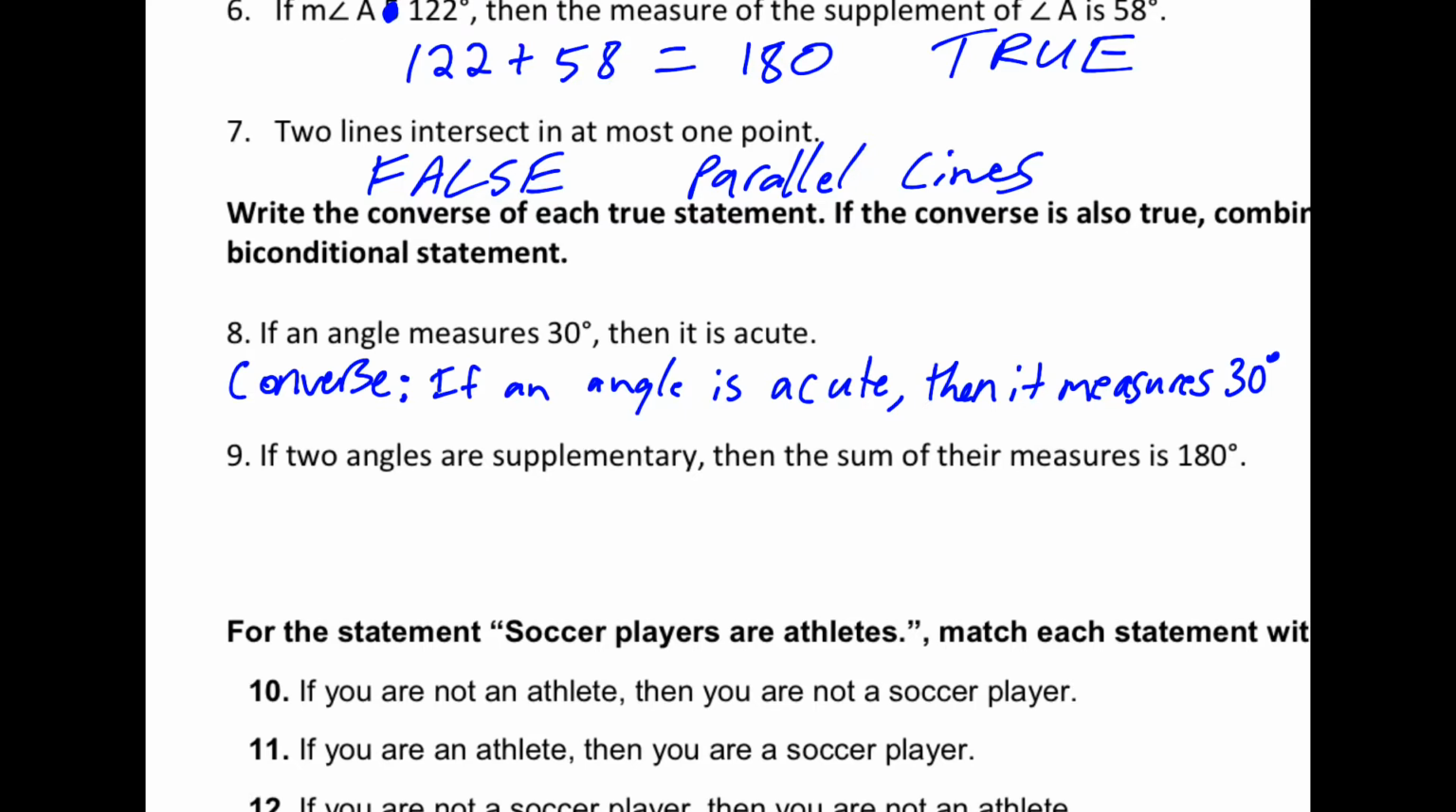For number 8, the converse of "if an angle measures 30 degrees, then it is acute." We switch those around, and the converse is "if an angle is acute, then it measures 30 degrees." This is sometimes true, but not always true. There are other acute angles than 30 degrees. So we cannot write a biconditional statement because both of these are not true.